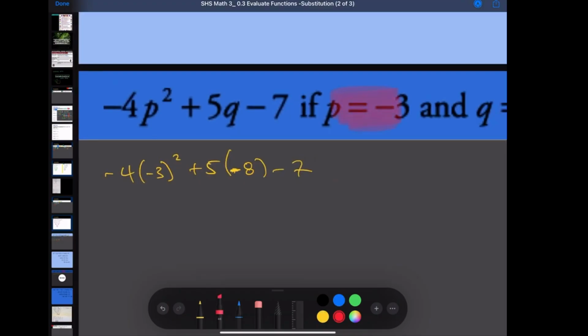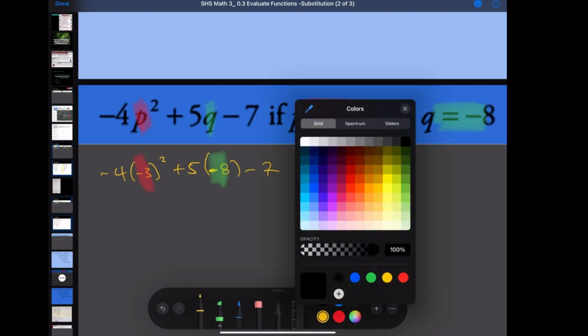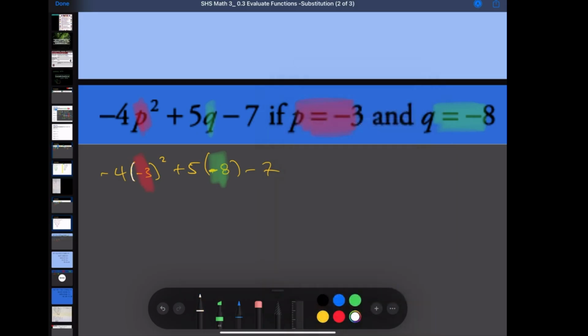Every p-value we said was -3. See it? And then we said every q value is -8. So I'm not using just the highlighter, I'm using the parentheses. You see these? It sounds so silly, but this organization is going to be helpful for you to simplify. Let's simplify. Anthony, let's simplify.